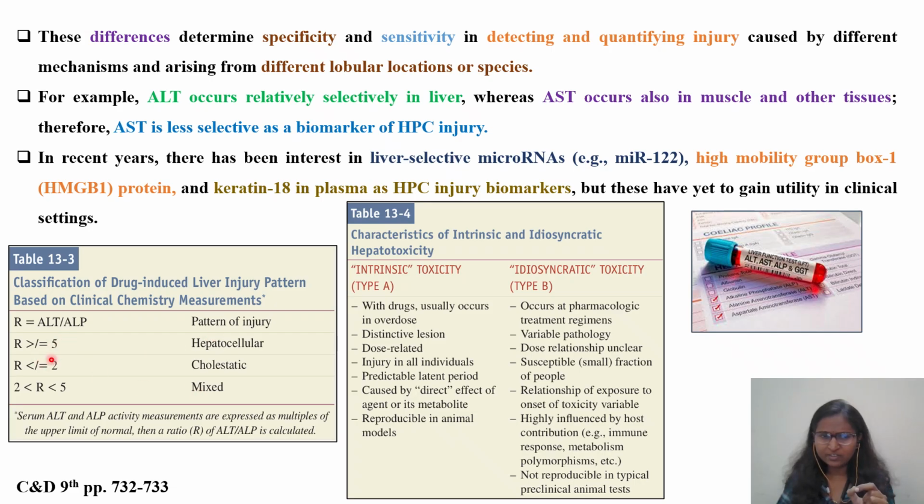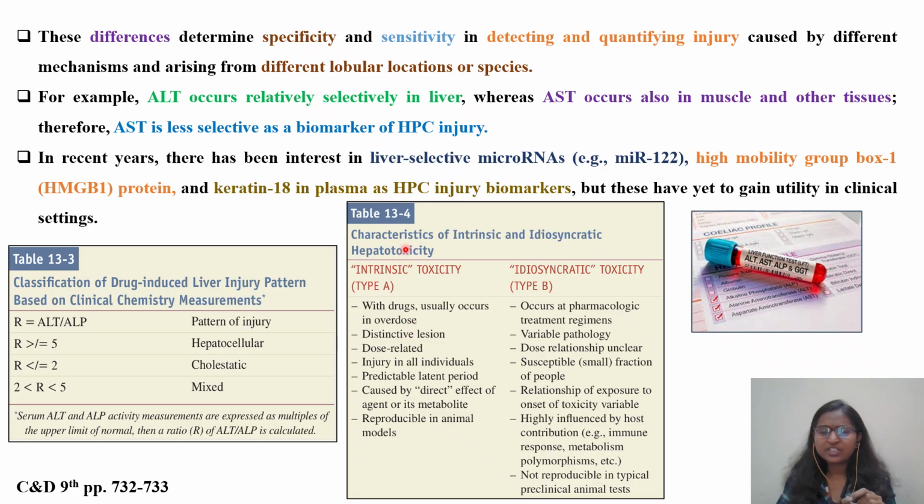Whenever R is greater than or equal to 5, hepatocellular injury is there. Whenever R is less than or equal to 2, there is cholestatic injury. That is the type of damage I'm saying. If the R value is greater than 2 and less than 5, it is mixed, containing both hepatocellular and cholestatic injury. About this R ratio, I have made another video, so in that you can see everything. For the time being, I have kept this one because something related to ALT and AST is given here. That is the reason. In addition, also read table 13.4.